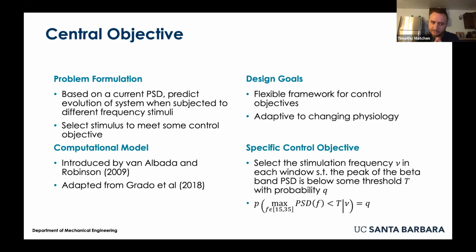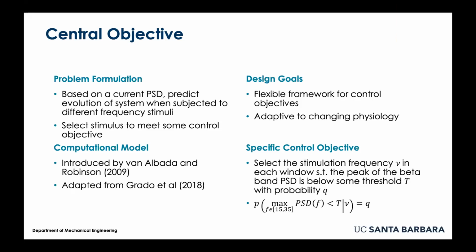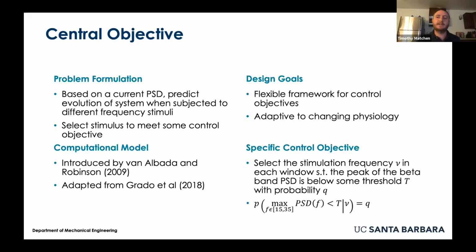In terms of the actual design, we wanted to do something that was sufficiently flexible so that you could implement a number of different control objectives depending on what was appropriate to what you were trying to do. And also something that would be adaptive to, again, that changing physiology we talked about before, whether it's because of medication or just disease progression in a patient. So the model itself was taken from two papers by Van Albada and Robinson from 2009. And then the actual code that we used was adapted from a paper from 2018.